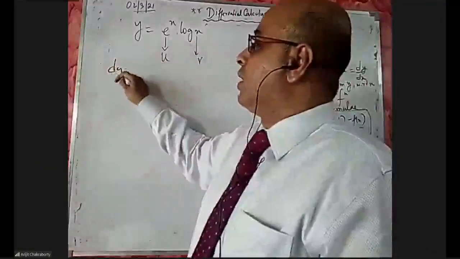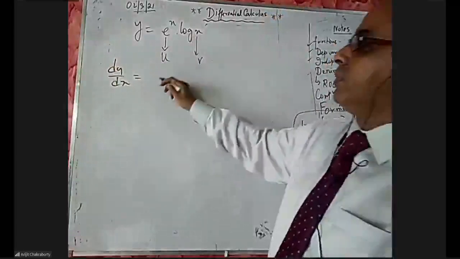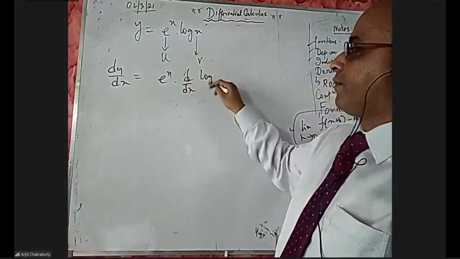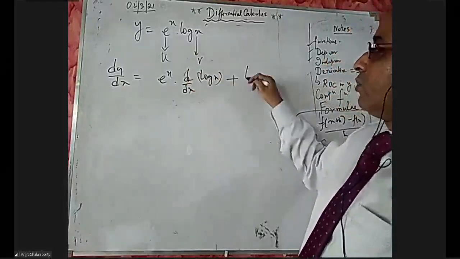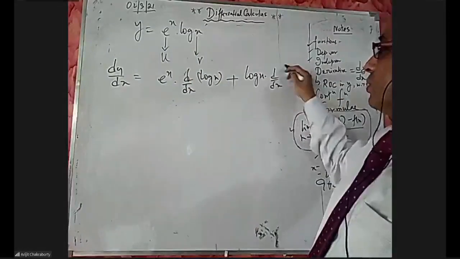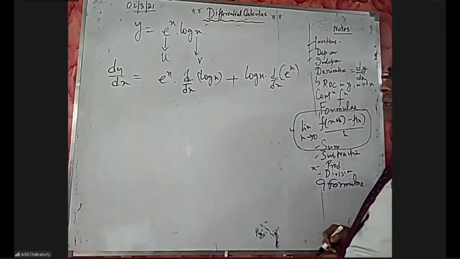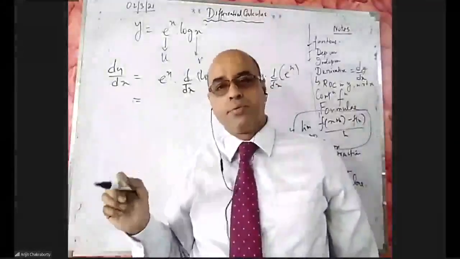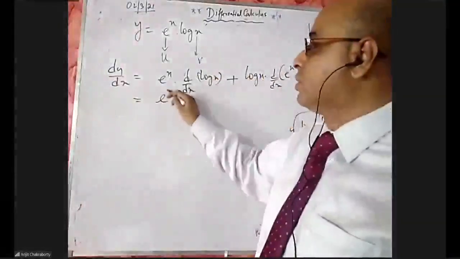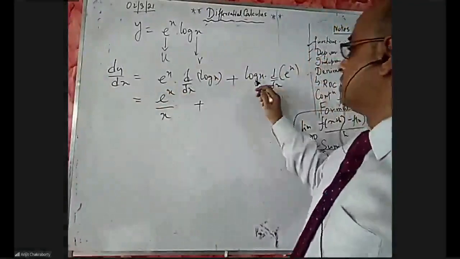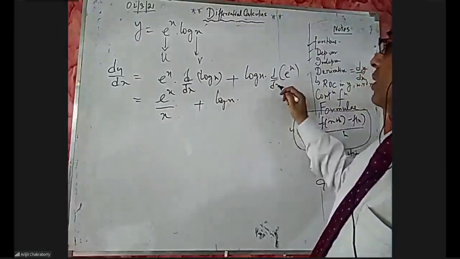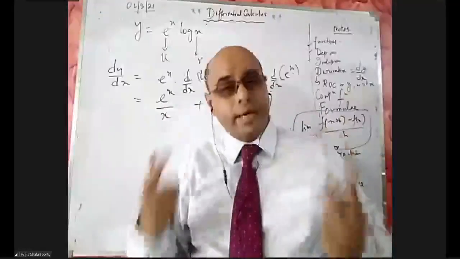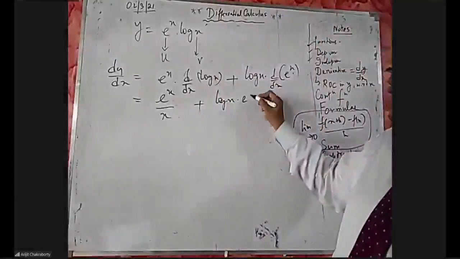So dy by dx is equal to, first I will keep e to the power x out and carry out d/dx of log x, plus now I will keep log x outside and do d/dx of e to the power x. We saw that the differential coefficient of log x is 1 by x, so this will be e to the power x by x, plus log x as it is, times e to the power x. We know the differential coefficient of e to the power x is e to the power x itself.